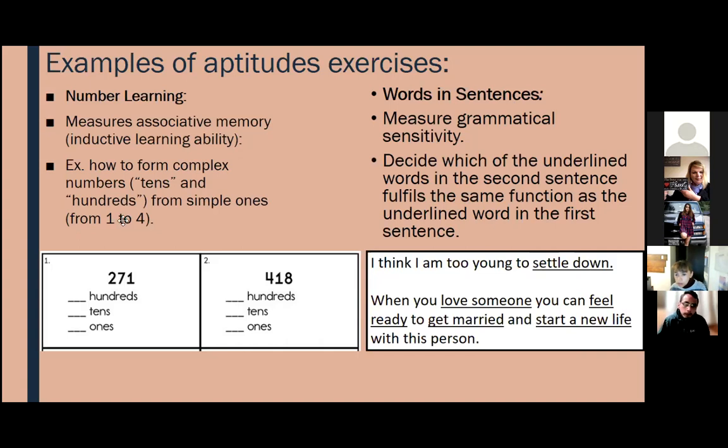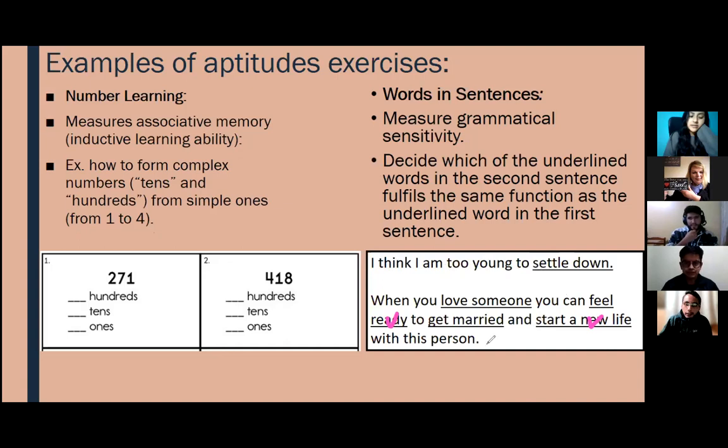Start a new life. Yeah, okay, one option could be, I think I'm too young to start a new life. Yes, it could have the same meaning, no? This is the purpose. Another option? To feel ready. I think I am too young to feel ready. To get married. Yes, to get married. So the best options are to get married or to start a new life.